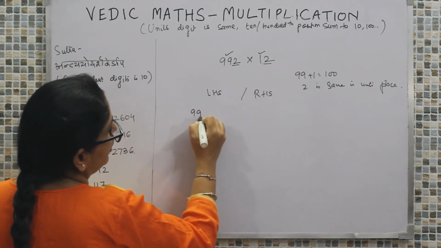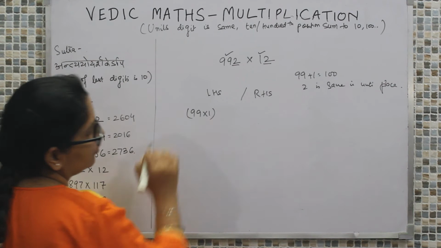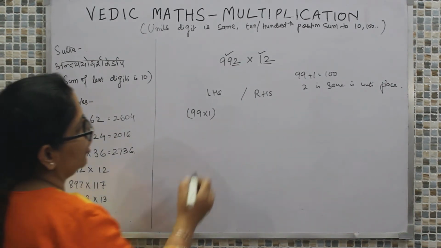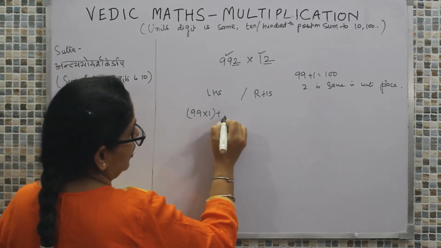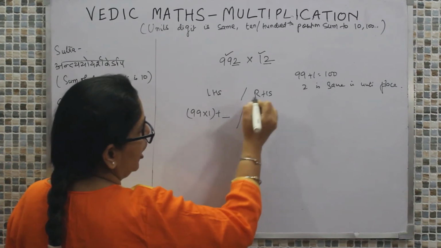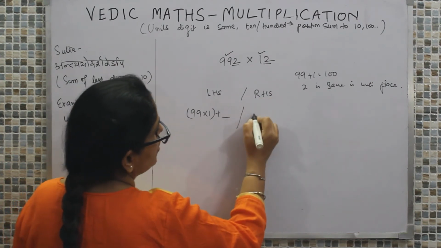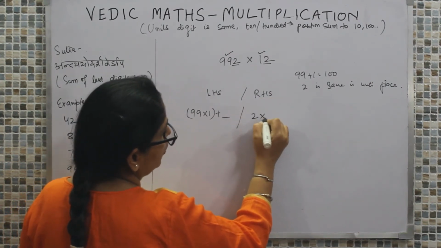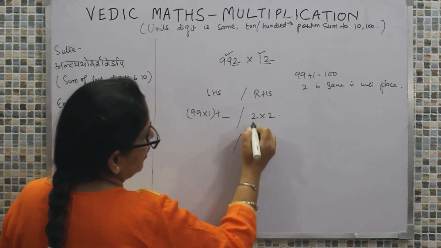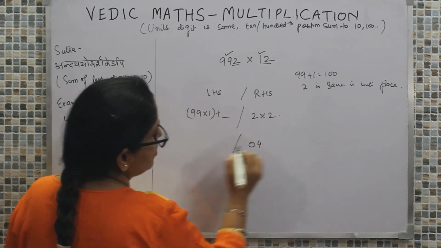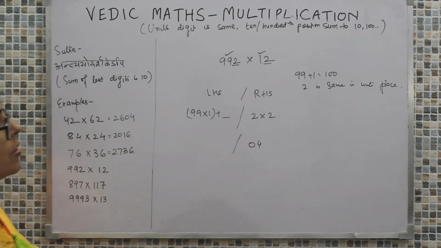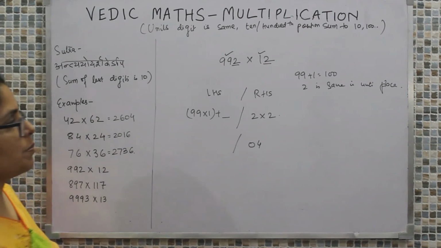We have 99 into 1. Fine. Plus, let me stop over here. I'll proceed for the RHS. RHS will be 2 places, so that will be 2 into 2. 4 needs to be written as 04 because 2 places have to be left for the RHS part.